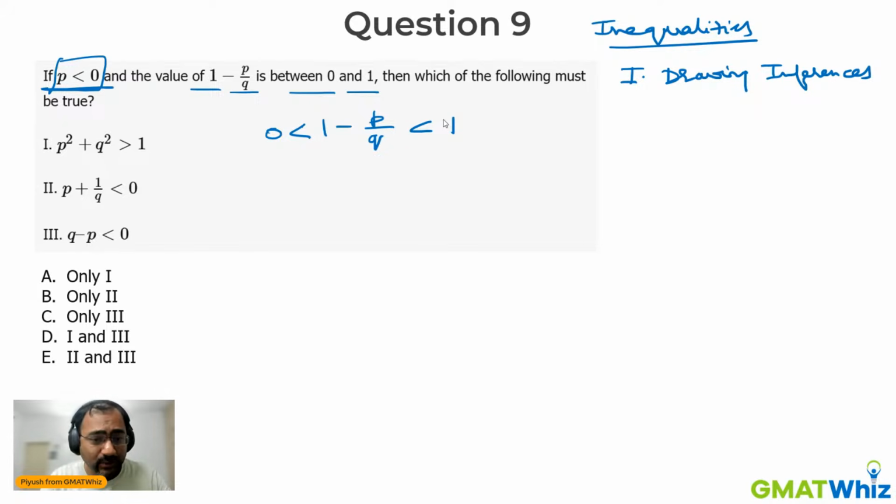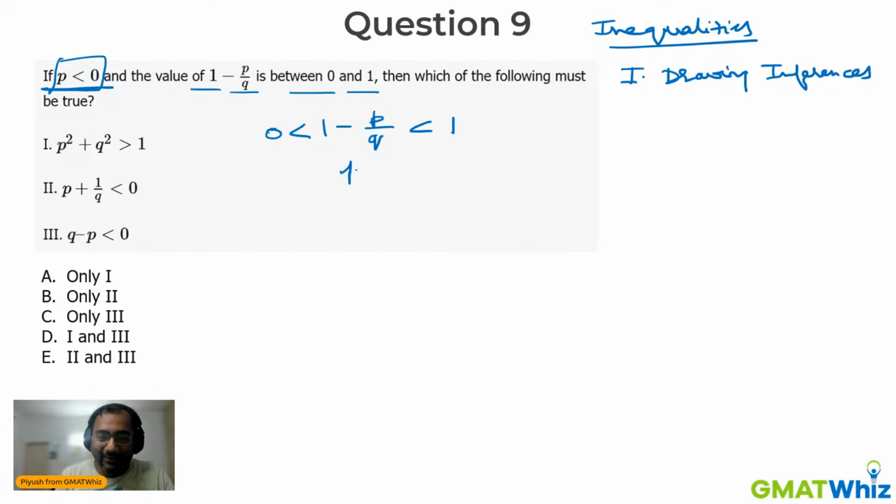What can you infer from this? Let's push ourselves a little. And understand, there are two ways to infer here. One way is mathematical inference, the other way is logical inference. Perfect. Shivang says P by Q is a positive fraction. I think you mean positive proper fraction, right? Less than 1.